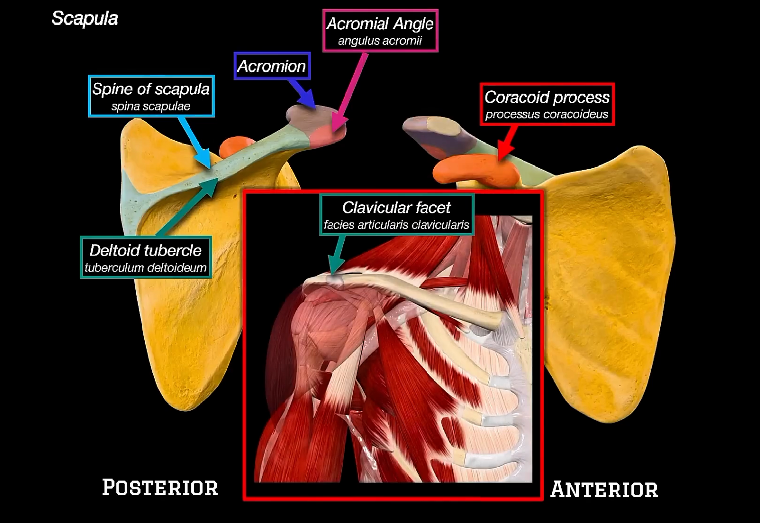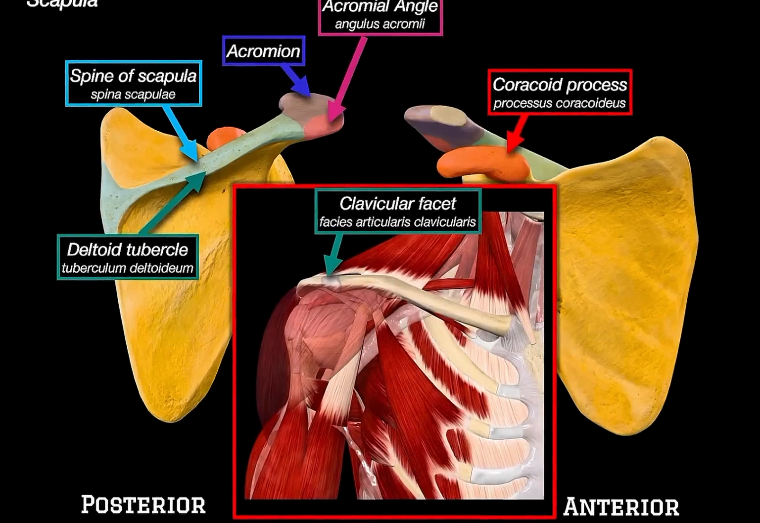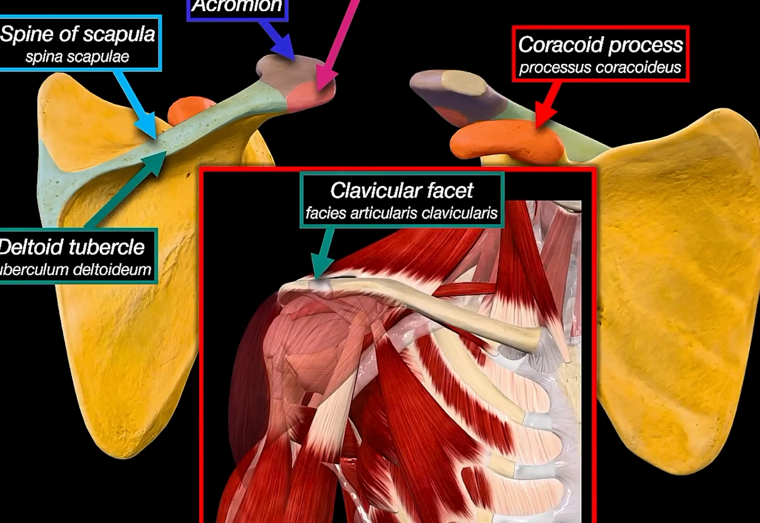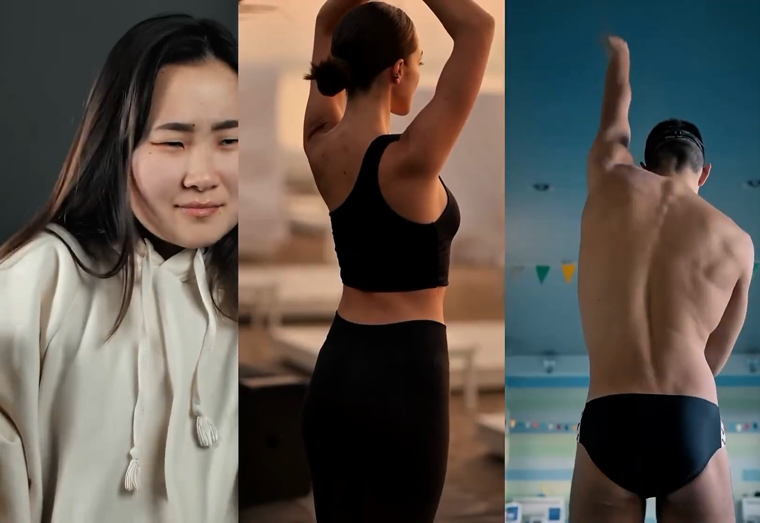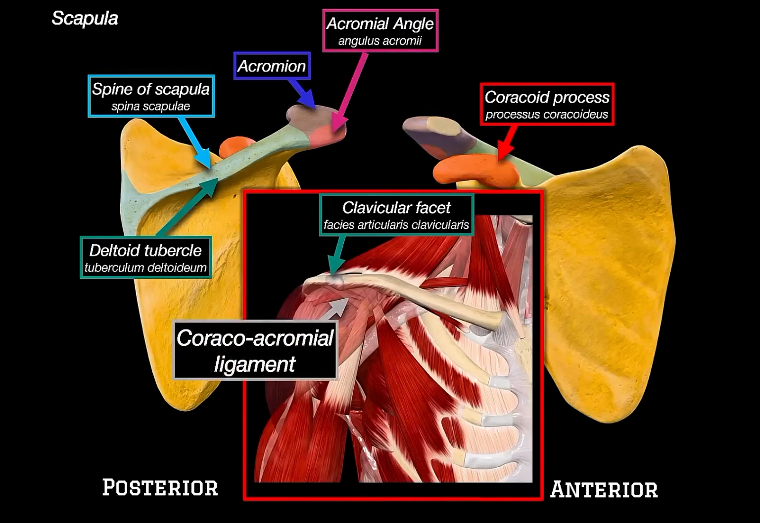Acromioclavicular joint and coracoacromial ligament. When we view the scapula from the front, we can see how the acromion connects with the clavicle to form the acromioclavicular joint. This joint participates in movements such as shrugging, raising the arms, and rotating the shoulder. Another important structure in this region is the coracoacromial ligament. This ligament stretches between the coracoid process and the acromion, forming the coracoacromial arch. This arch acts as a protective roof above the head of the humerus, preventing it from moving too far upward and protecting the shoulder joint.